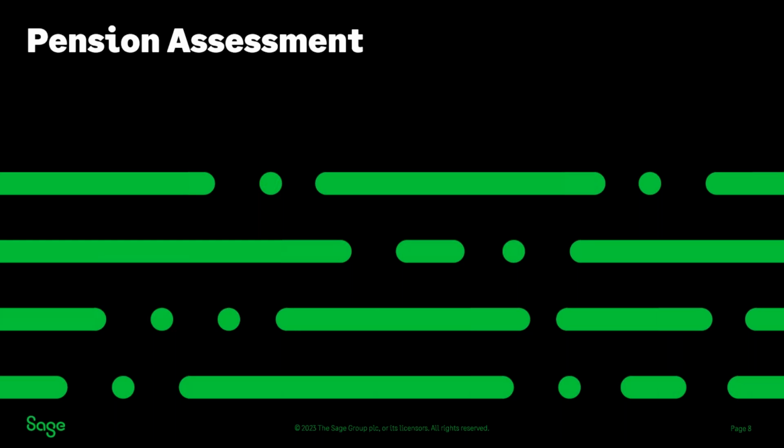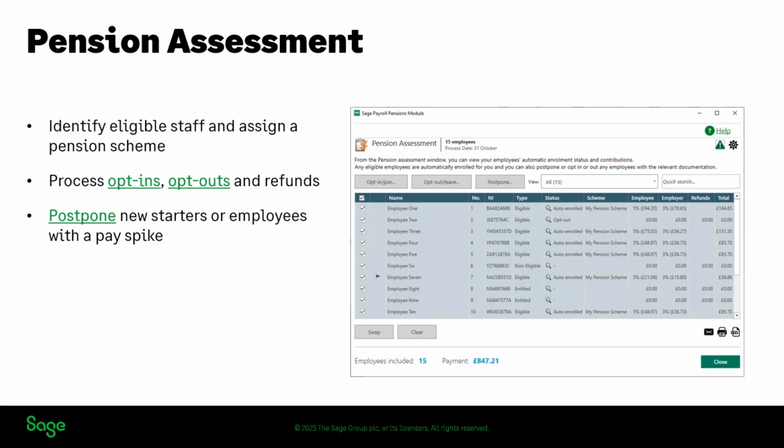So what is a pension assessment? Well, it's a task that will run a check on all of your current employees. It will identify eligible staff. So that's employees that meet the criteria to be auto-enrolled into a pension scheme. And if they're not already in a scheme and haven't previously opted out, it will assign a qualifying pension scheme.